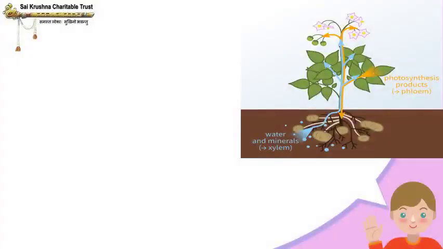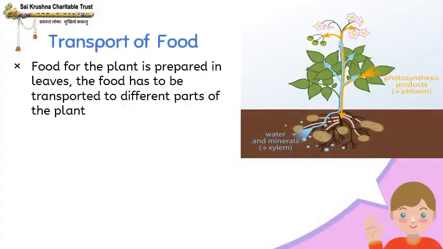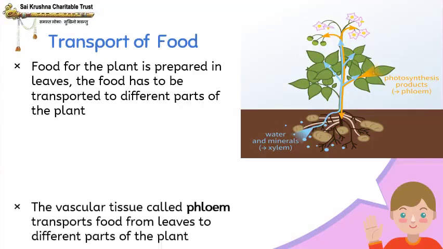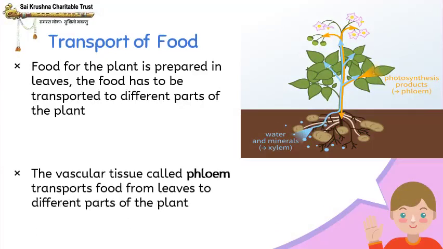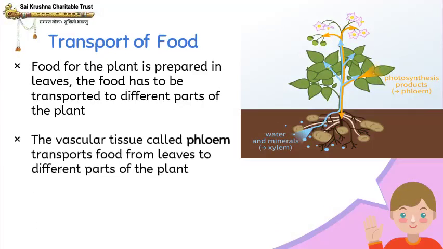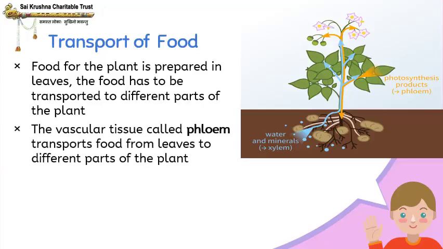Now we learn the next part, that is how the food gets transported in plants. As I told, through the photosynthesis process, food gets prepared in the leaves. From those leaves, the food has to go to all the parts of the plant.